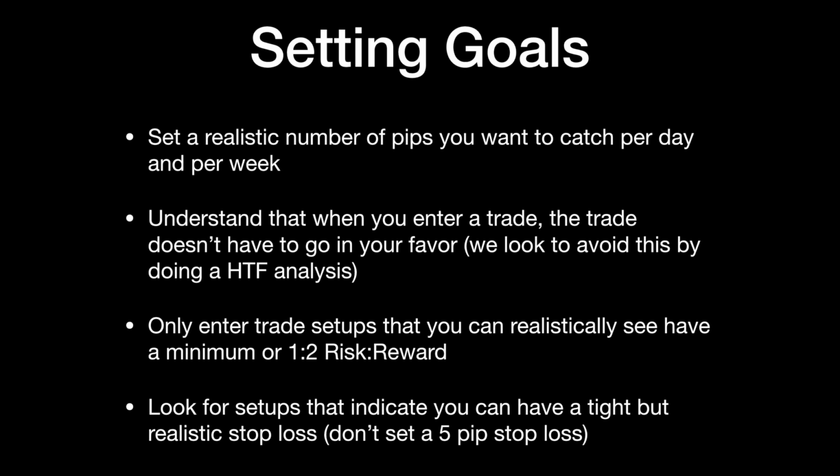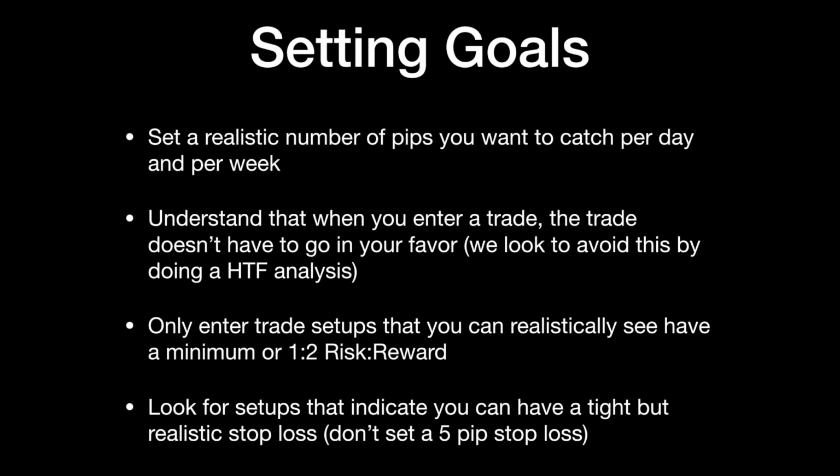One of the best ways to be profitable in trading, especially with a smaller account, is to enter trade setups that you can realistically see have a minimum of 1 to 2 risk to reward. So with any trade that you enter, if you're risking 1 and you're looking to make 2, then even if you're wrong, you'll still be profitable. Because if you're wrong, you lose 1. But say you're right, you're making 2. So you've made back what you lost and what you risked.